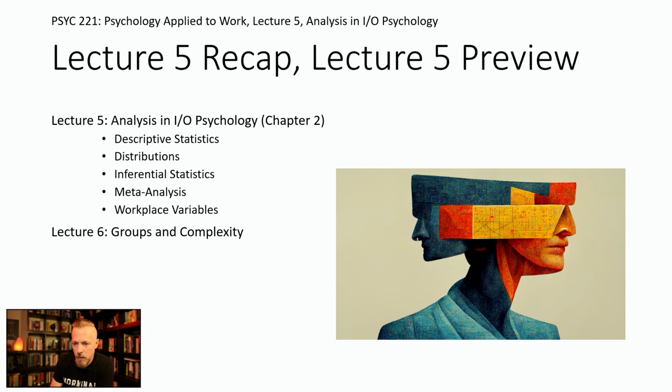Okay, next lecture is our second bonus lecture for extra credit. Here we're going to talk about groups and complexity. We're going to talk about group process, a term in psychology and in IO psychology, group process research. We'll talk about how sometimes groups of people are actually pretty smart, how sometimes they're not so smart, and we're going to talk about group polarization, which is very relevant given the level of polarization right now in our broader culture.